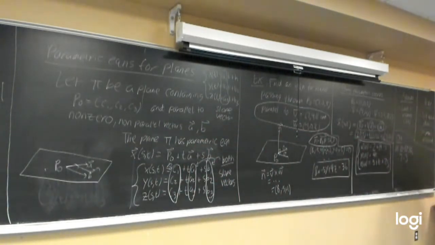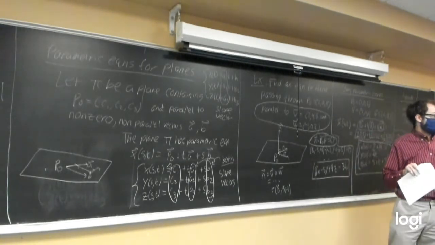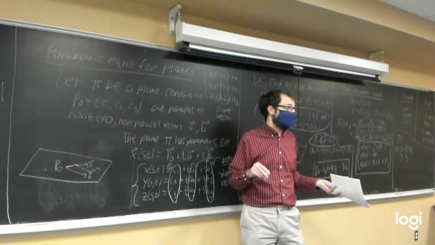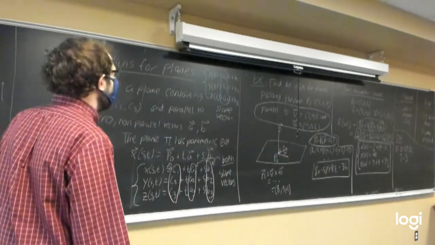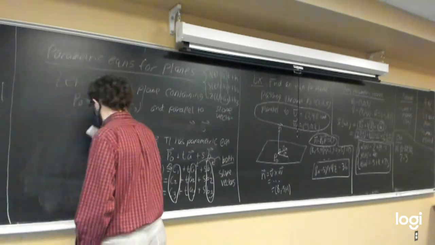We've talked about what it means for two lines to be parallel to each other. Two lines are parallel if they have the same slope vector, or slope vectors that are scalar multiples of each other. Let's ask now, what do you think has to happen in order for two planes to be parallel?